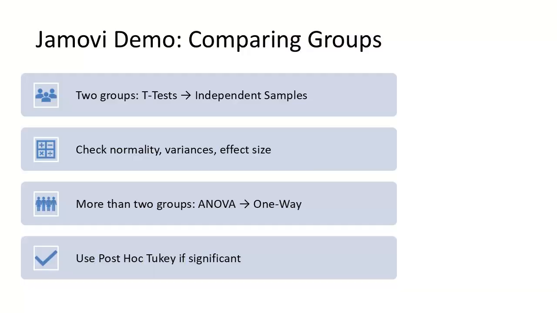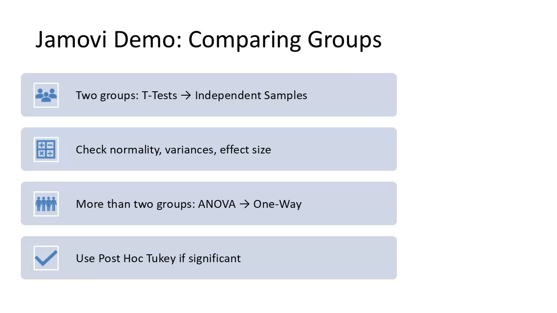To test for differences, if you have two groups, go to T-Tests, Independent Samples T-Test. Put outcome as the dependent variable and group as the grouping variable. Check normality and variance assumptions. Add effect size, Cohen's d.